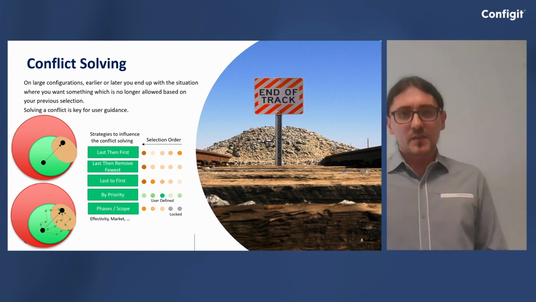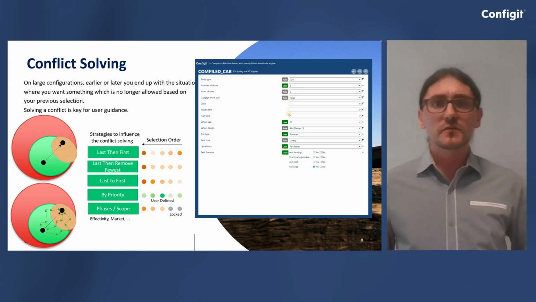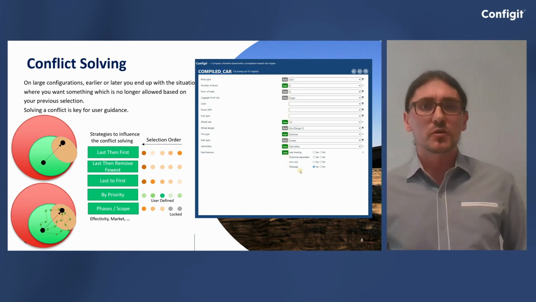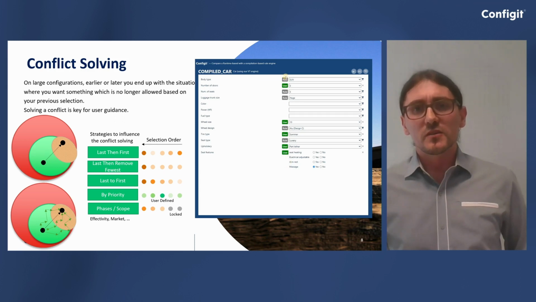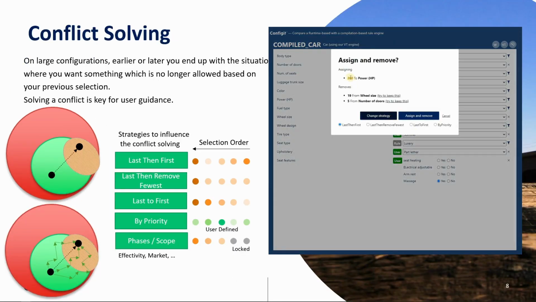So let's look into an example. Here again, the car configurator, and I have already made a couple of selections. So we have a partial configuration, and we now would like to select something which is no longer available, 200 horsepower. And you can now see that if you want to get the 200 horsepower, you have to remove the wheel size and the number of doors.